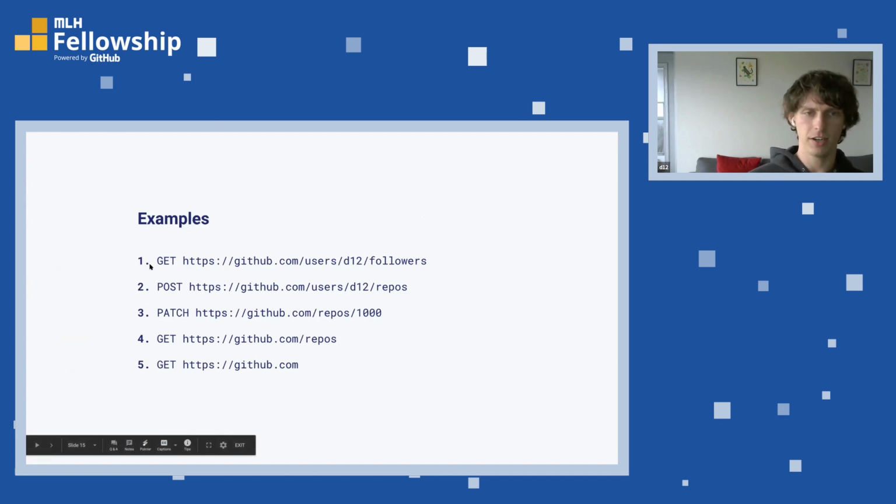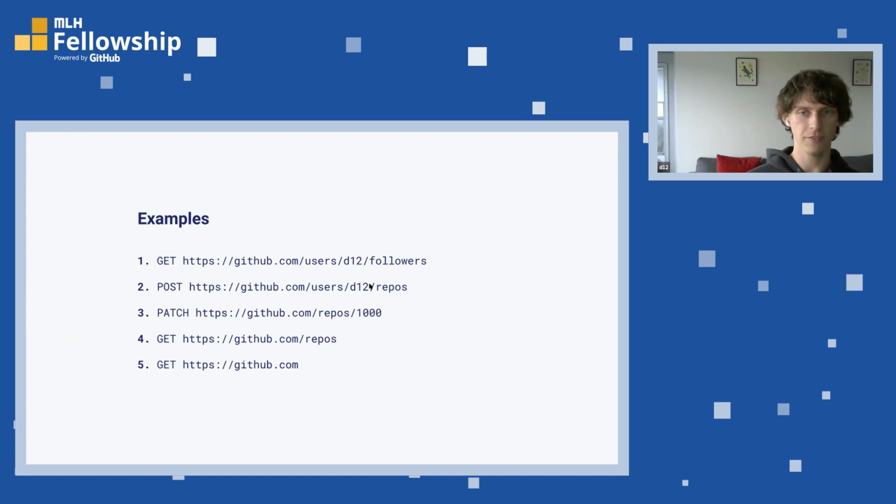Just some examples here. Here, I'm fetching on my /user/followers, this would be a collection. So I'd be getting a list of the followers. Posting to /repos would create a repository under my account. PATCH to a specific repository would update that repository. And then GET to /repos would fetch a list of repositories. This one is interesting. I'm just getting the root.